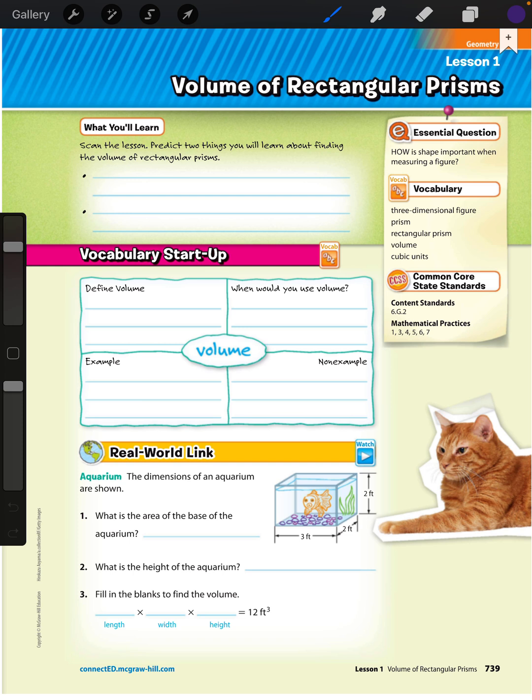So how to find the volume of a rectangular prism.